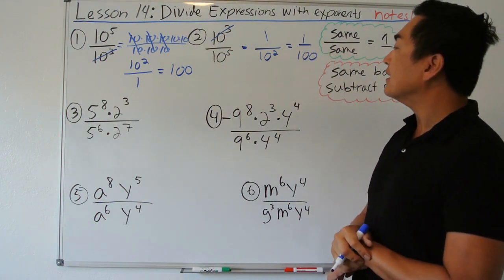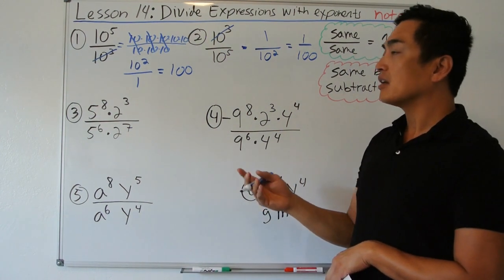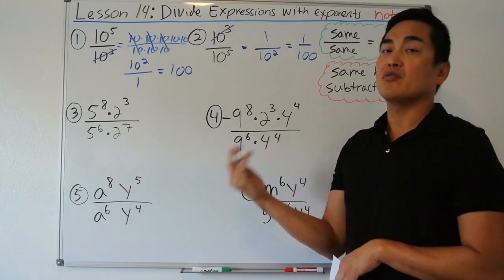Now, you cannot leave that as 100. Obviously, that's very different. This one you can leave as 100 over 1 if you wanted to.